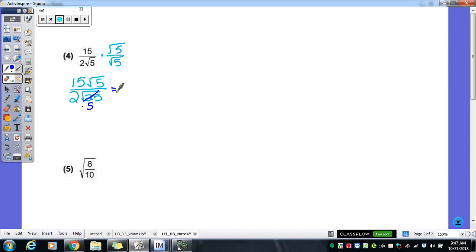So in my denominator, I end up with a 10, because I got the 2 times that 5 there. And then can we reduce? Yeah, what number goes into 15 and 10? 5. So 15 divided by 5 is 3. 10 divided by 5 is 2. So I got 3 radical 5 over 2.